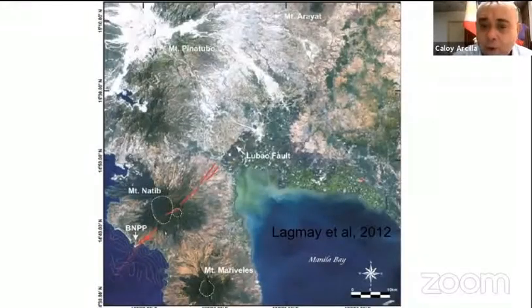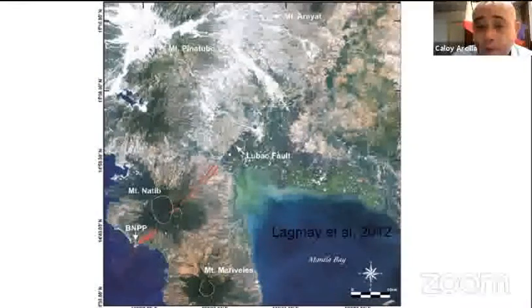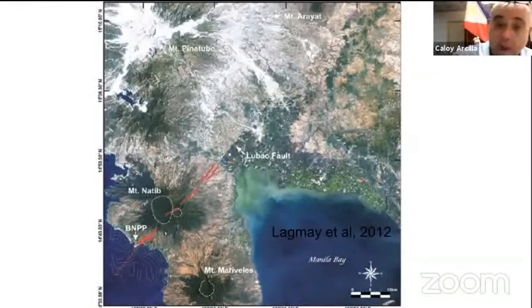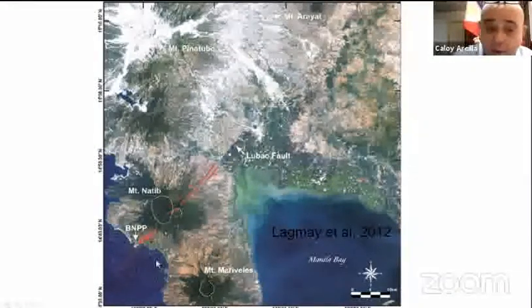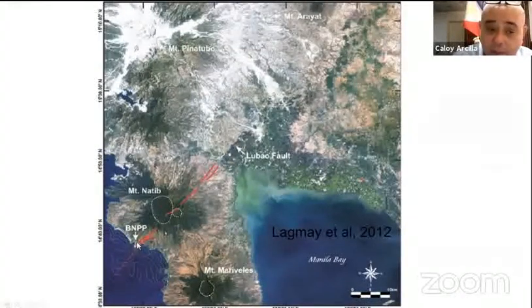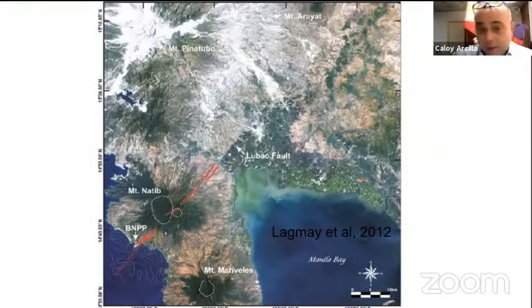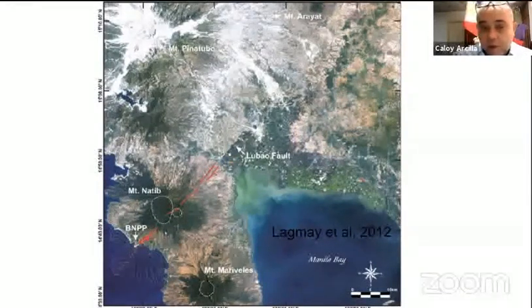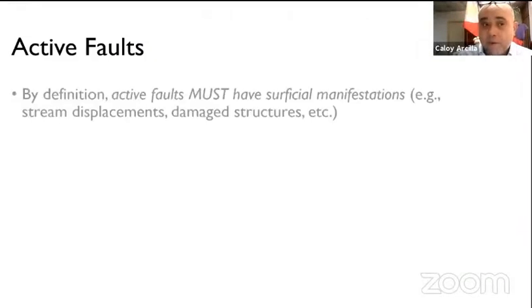The origin for the fault partly comes from a published paper by a colleague of mine, Mahar Lagmay, in 2012. There's a Lubao fault there. You can see that there's a certain line, and if they extended this, that's why these are called dashed lines, because it's not sure, and the BNPP is here. So from this scale, it looks like the fault hits BNPP. But if you expand the scale, then you're not sure exactly whether it hits the BNPP.